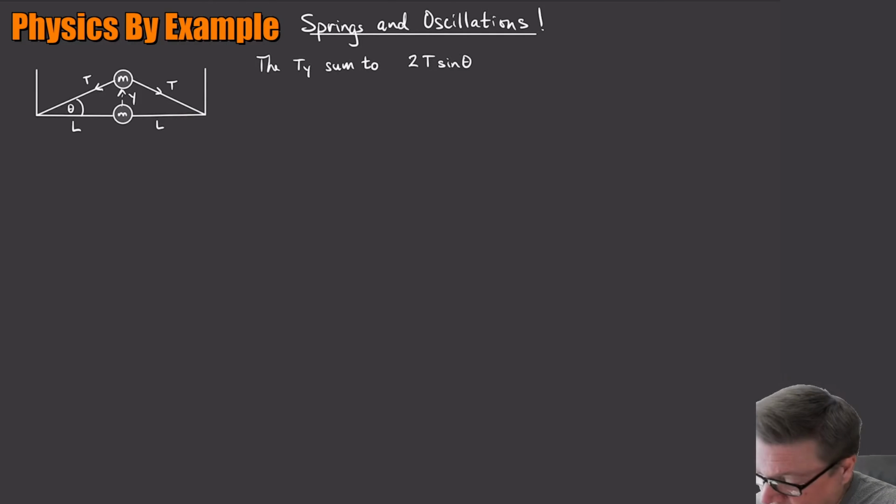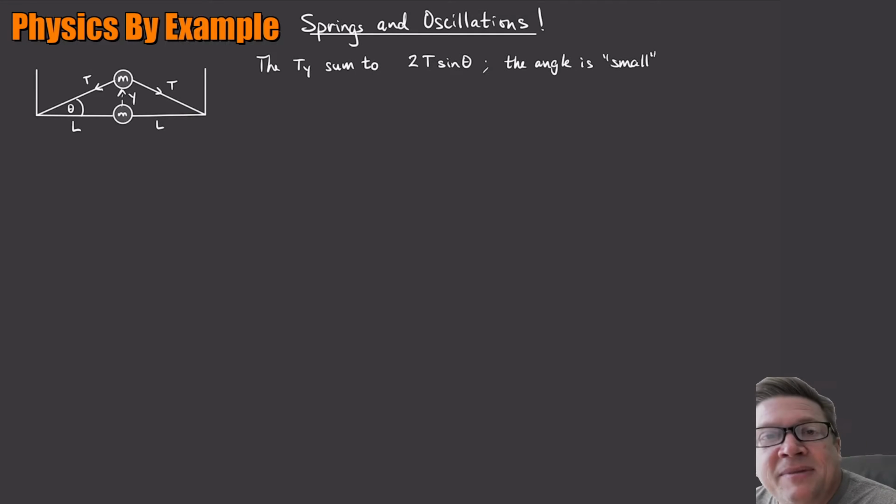Now, here's the approximation that we make in physics all the time. We're going to see this pop up again and again. The angle is small. What that means, think about a guitar string. When you pluck it up, when you pull it up a little bit, that angle really is pretty tiny, right? We're not displacing it very much. So if that angle is small, here's something that we can do. And this is a really, really useful approximation.